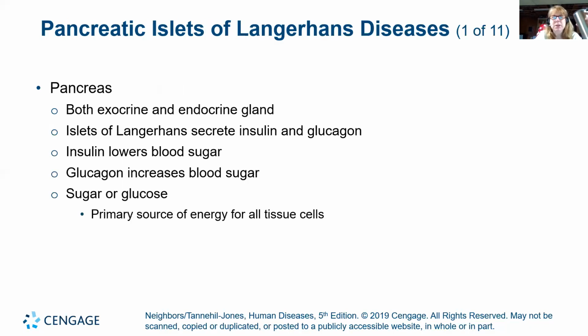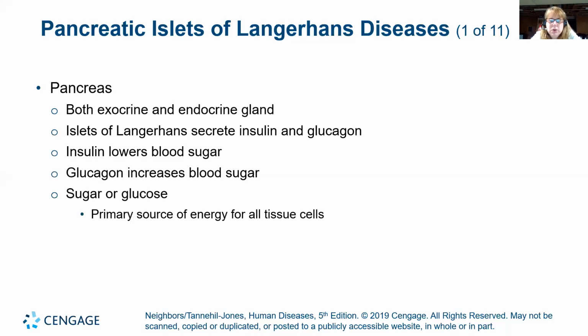All right, now we're going to switch to the pancreas. The pancreas is the only gland we're going to talk about today that's both exocrine and endocrine. The islets of Langerhans secrete insulin and glucagon. Insulin lowers blood sugar, glucagon increases blood sugar.